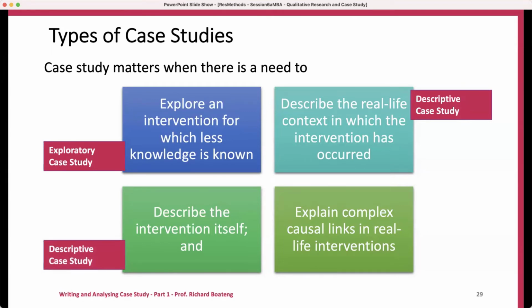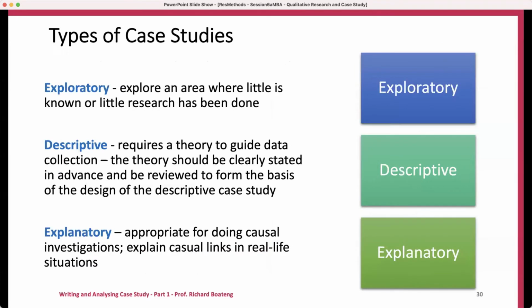Then there's another type of case study that is complex in nature and looks at a causal lens: why something happens and what causes it to happen. Those are what we call explanatory case studies. So we've got exploratory, descriptive, and explanatory. Exploratory will explore an area about which little is known or little research has been done so that we can get insights. A descriptive case study will require a theory to guide the data collection.